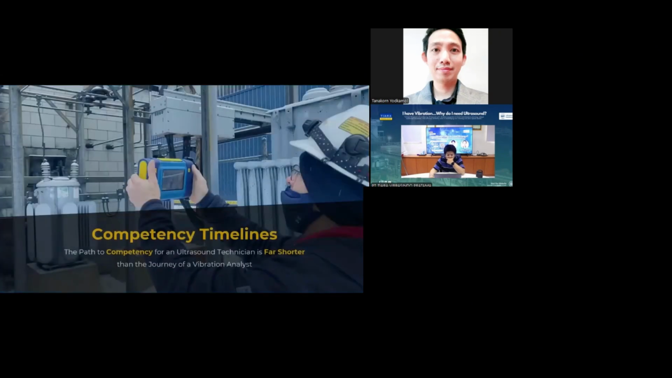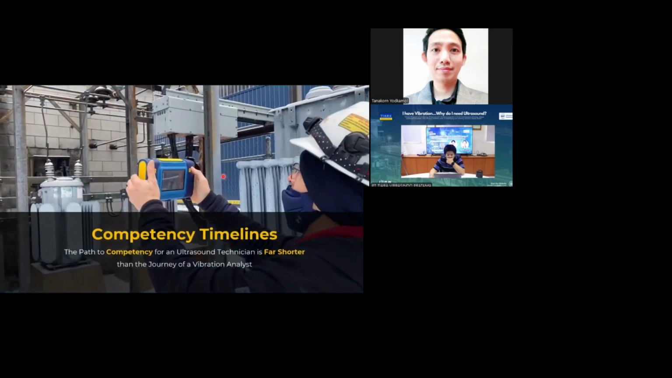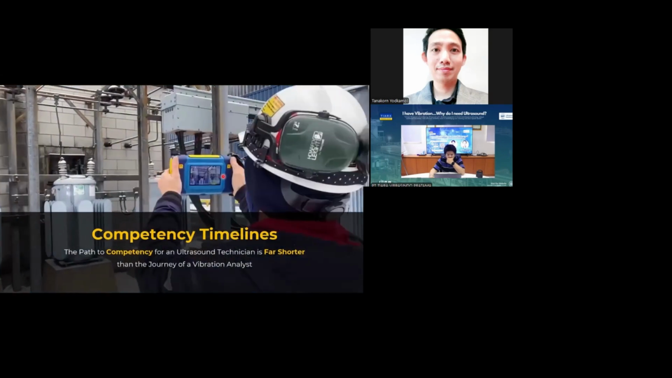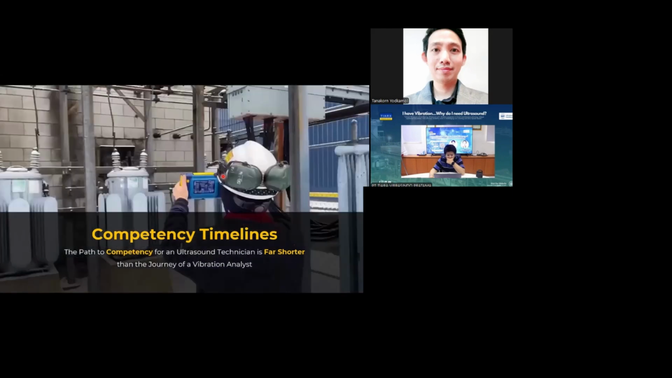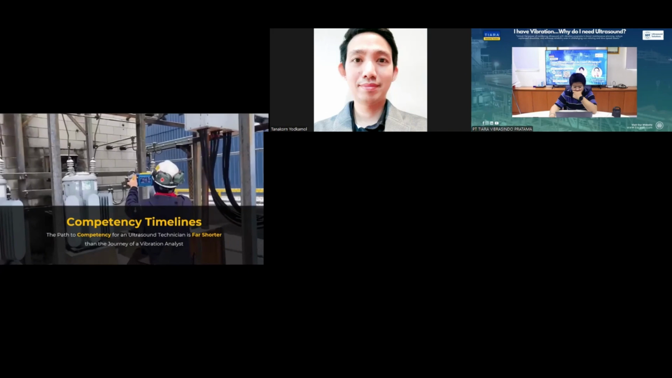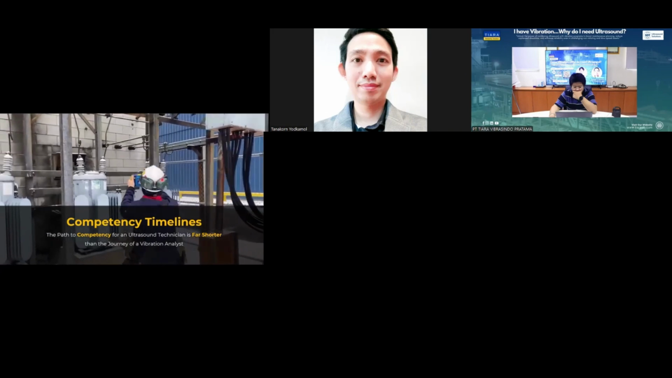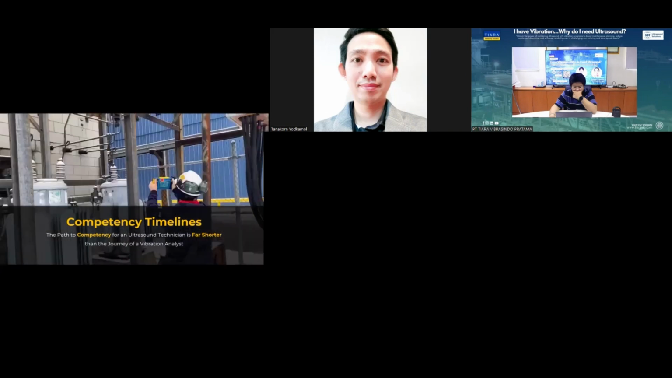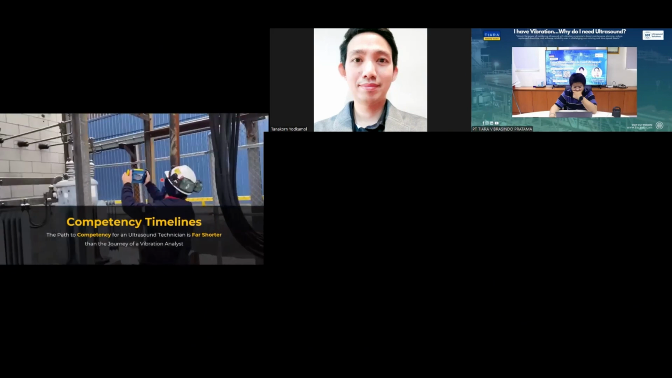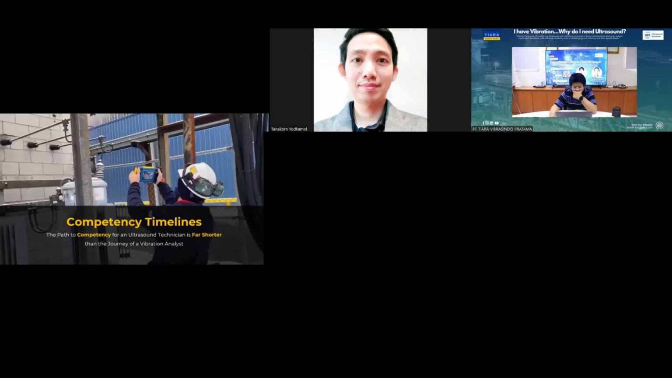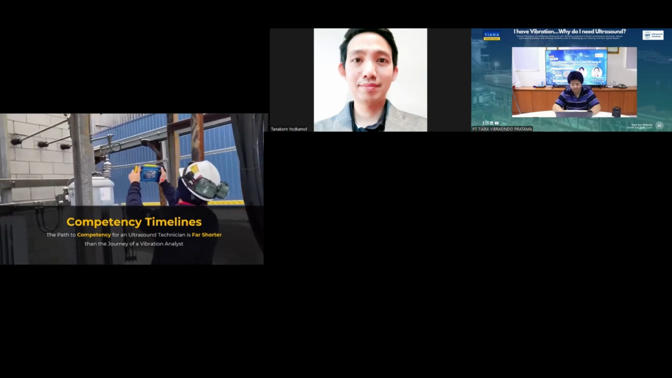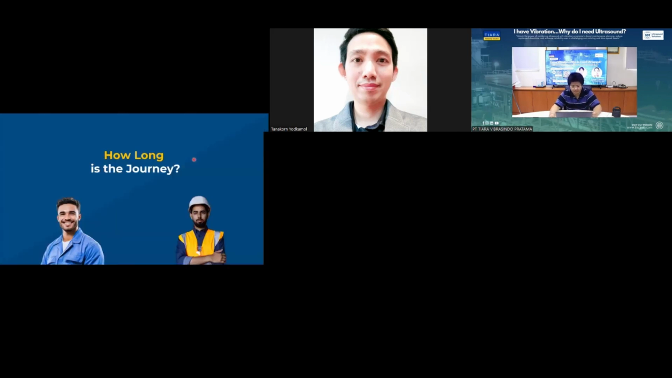So the next is competency, the timeline. The path of competency for the ultrasound technician is far shorter than the journey of vibration analysis. If we compare the ultrasound technician and the vibration technician, it's really a big difference in competency between ultrasound and vibration.